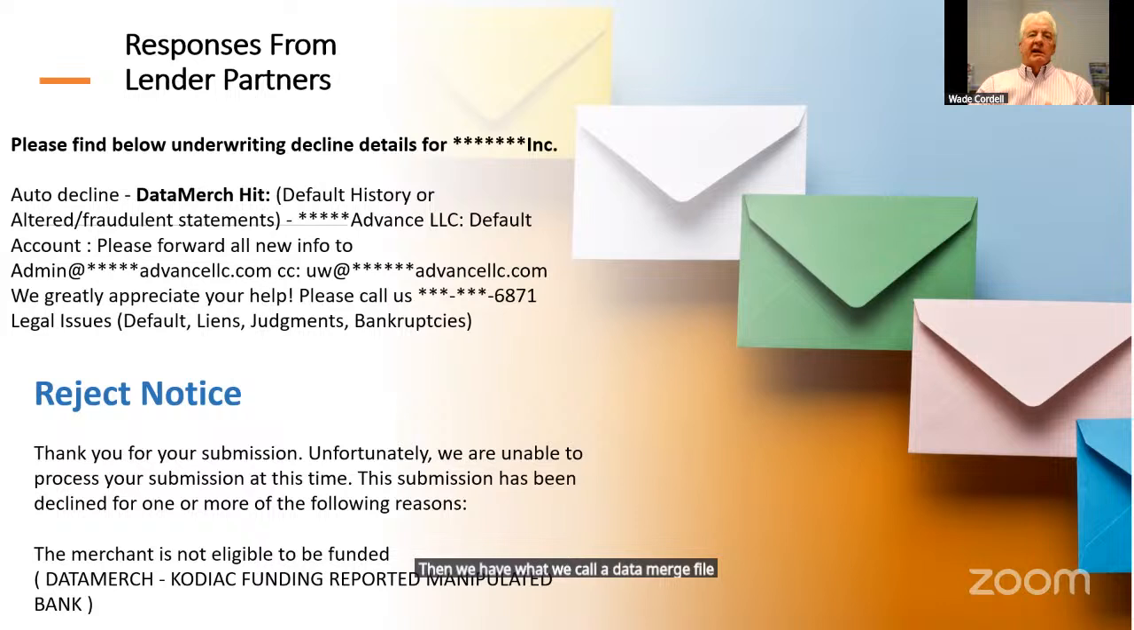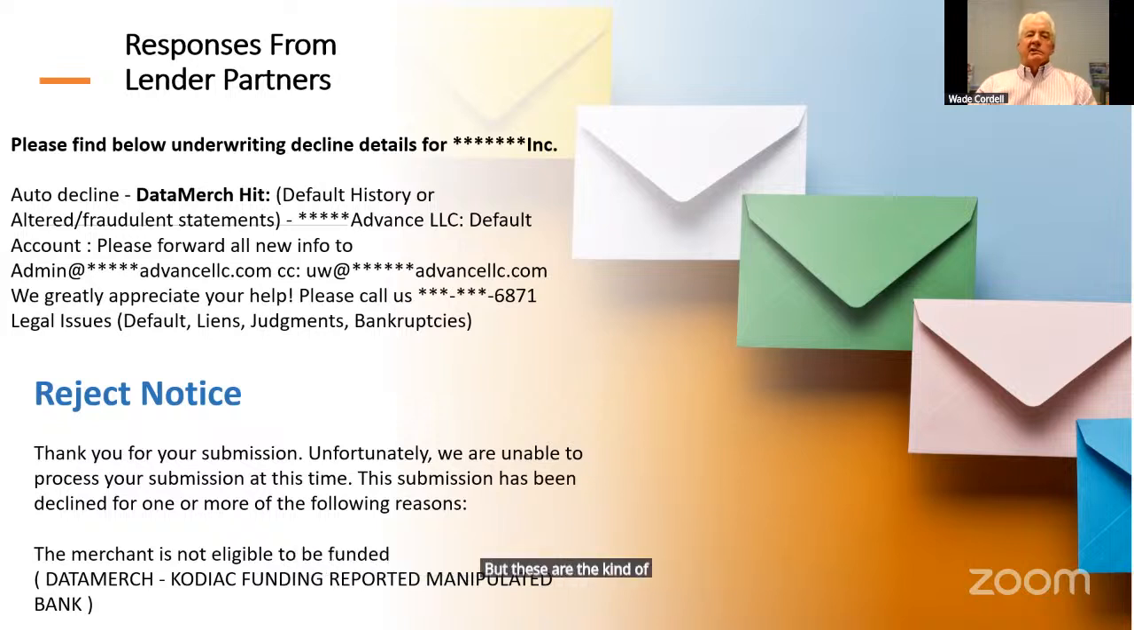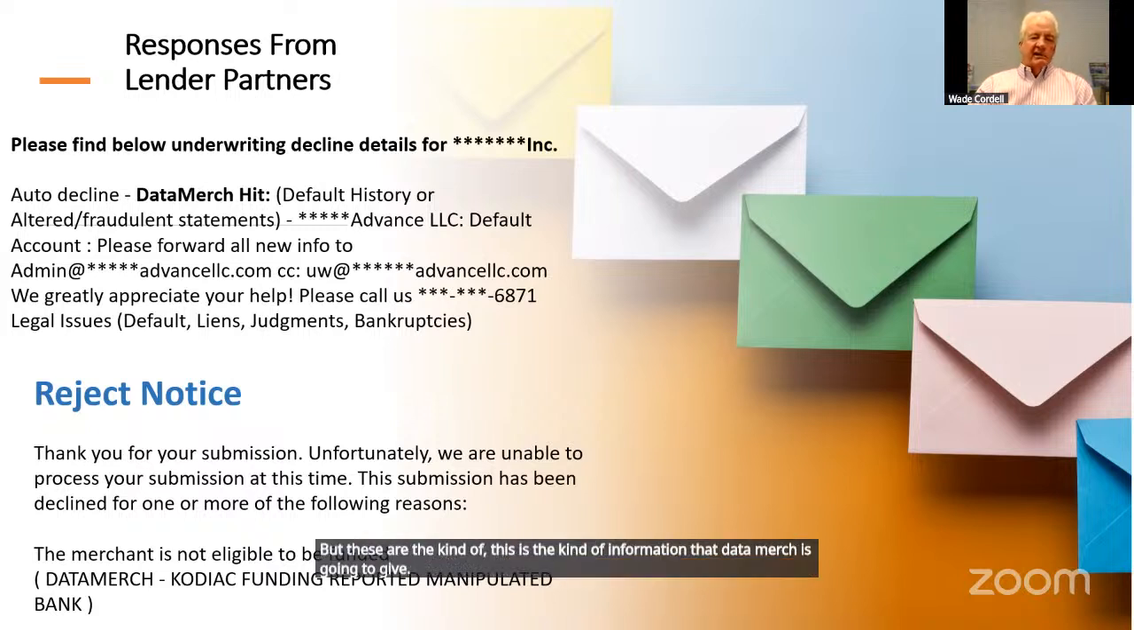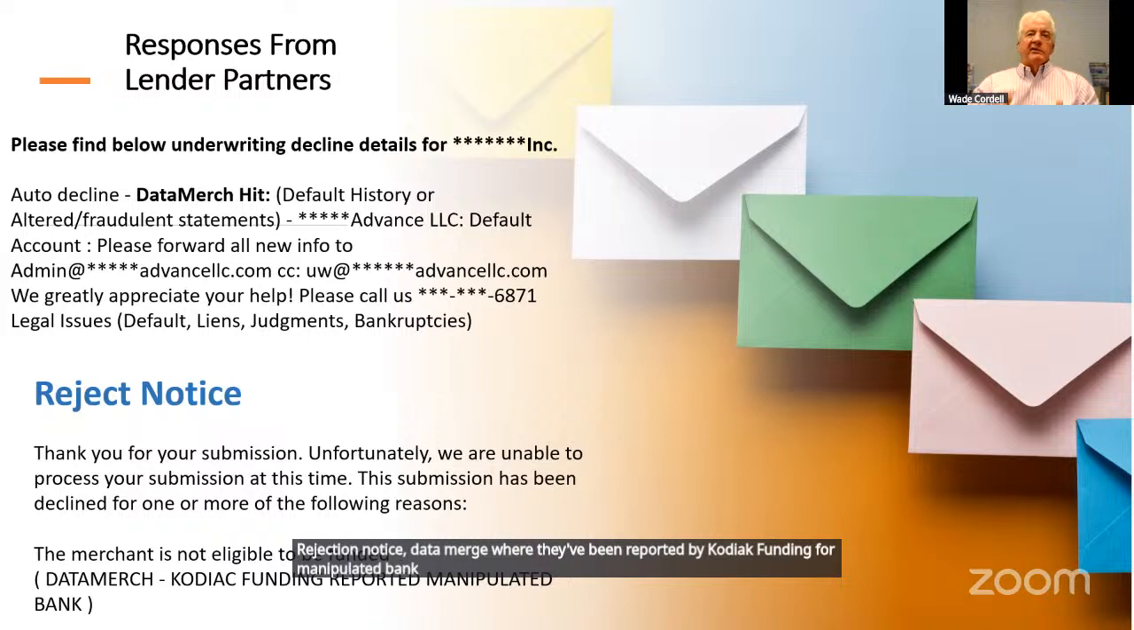The Data Merch, and I'm going to tell you about it in just a few minutes. They've got a default history with a particular advance company, and then the advance company wants you to contact them and let them know that they've tried to get funding and wants you to send them their bank statements. I will never do that. But this is the kind of information that Data Merch is going to give. Rejection notice, Data Merch, where they've been reported by Kodiak Funding for manipulated bank statements. These are the kind of things that I get on every single file that I receive from a client.